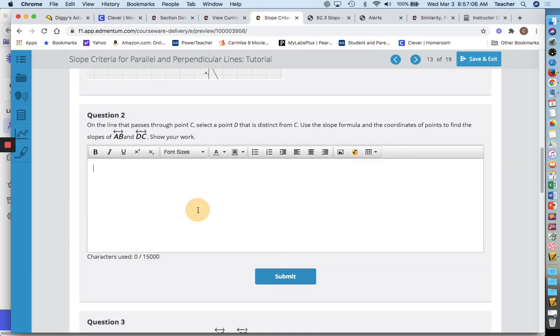All right, question number 2. On the line that passes through C, select point D that is distinct from C. Okay, so same as I did before, just got to put a D there. And we're going to do the slopes. These slopes are going to be opposite reciprocals. Parallel lines have the same slope. These are not parallel, so they're going to be opposites, which means one's going to be positive, one's going to be negative. Reciprocal means it's the number just flipped upside down.